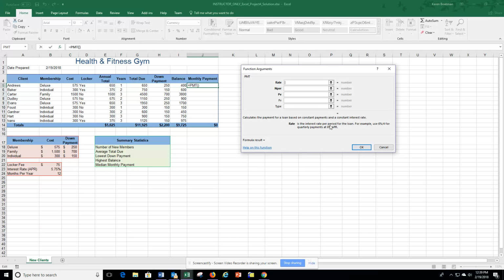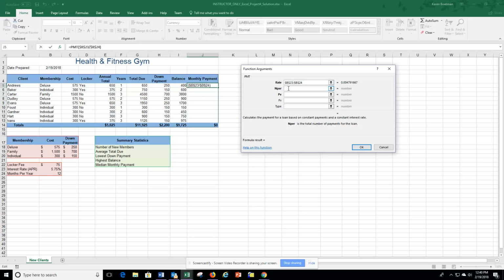Rate is the interest rate per period for the loan. For example, if you are using 6% and you're going to make quarterly payments, then you have to take 6% divided by 4 to find your quarterly rate. So we know that we have a rate of 5.75, and we're going to put a division in here, because we have 12 months out of the year that we're going to allow them to pay for this. We also know that this formula needs an absolute cell reference for each of those. You can either highlight them or do them one at a time, it doesn't matter, but hit F4 and make those absolute cell references.